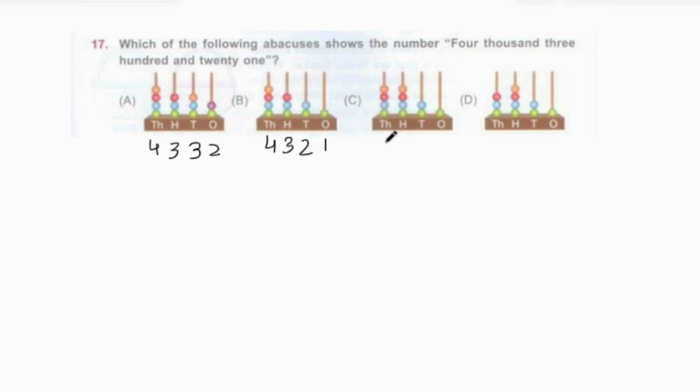In option C you have 4 beads in the thousands place, and in the hundreds place again you have 4 beads. In the tens place you have 2 beads, in the ones place you have 1 bead. Now finally at option D you have 3 beads in the thousands place, 4 beads in the hundreds place, 2 beads in the tens place and 1 bead in the ones place. Now if you see the question, they want us to find 4321, which is option B.